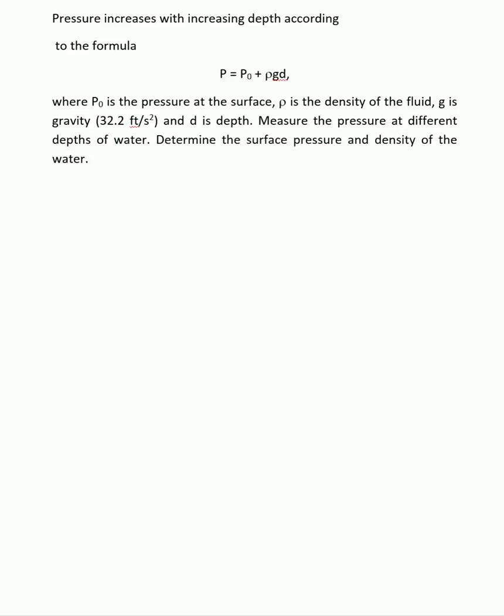Okay, here's another example, slightly more complicated than the one we had before. It says pressure increases with increasing depth according to the formula P equals P naught plus rho g d, where P naught is the pressure at the surface, rho is the density of the fluid, g is gravity in feet per second squared, we're definitely not SI, and d is the depth. It says measure the pressure at different depths of water. Determine the surface pressure, a constant, and the density of the water, also a constant.